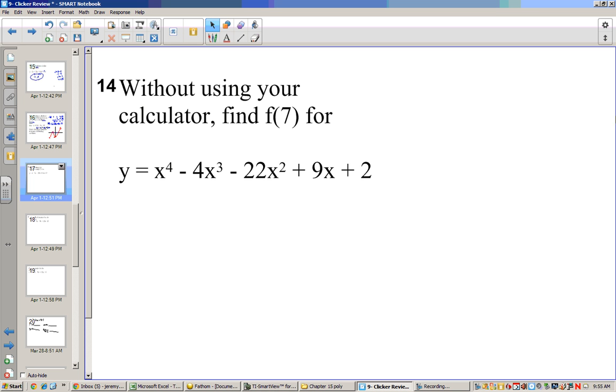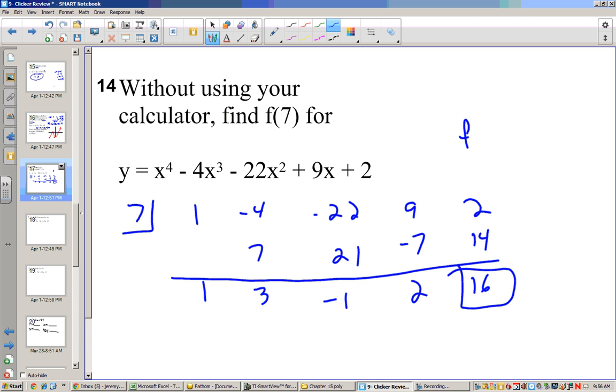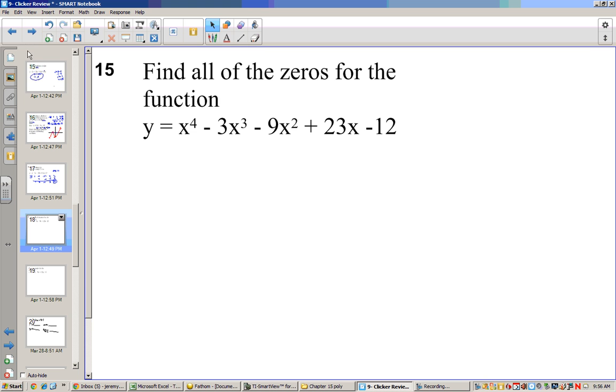Now, this is a new problem. Try to find this, f of 7, without using your calculator. All right, hopefully what you did is you put 7 in the box. So we have 1, 7, 3, 21, -1, -7, 2, 14, and 16. So now we know f of 7 equals 16. Now find all of the zeros in this function.